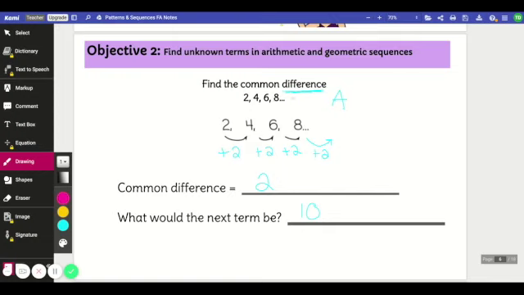So find the common difference. I've underlined difference here because that gives us a clue that it's arithmetic. And I put an A here to symbolize arithmetic. So that means I'm going to be adding or subtracting, but here we're adding because the sequence is getting bigger each time. Okay, so as you can see, we are adding 2 to each term. So that means our common difference is 2. What would the next term be? So if we were to add 2 to 8, we would get 10.